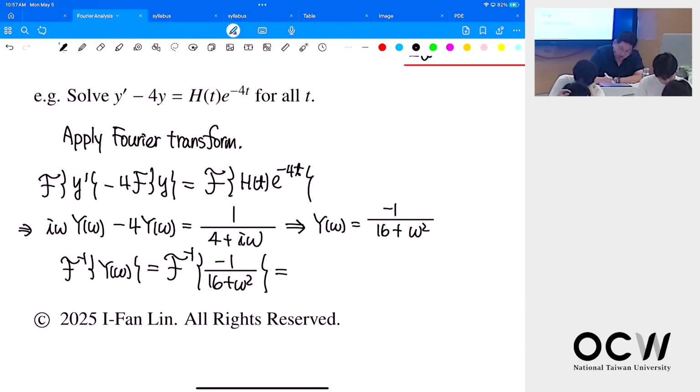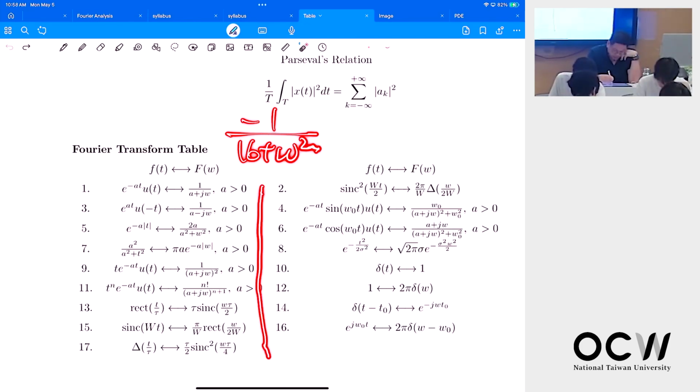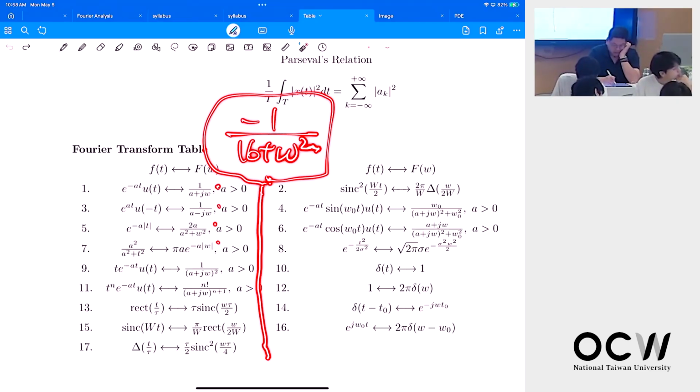Okay, so that's practice. How do I use the table to find this inverse Fourier transform? I have minus 1 over 16 plus omega squared. So which one? Which ones are the candidates? This is in the frequency domain. Minus 1 over 16 plus omega squared. Which one? This one, right? Because I have a squared plus omega squared.